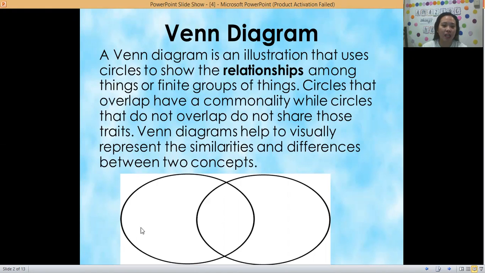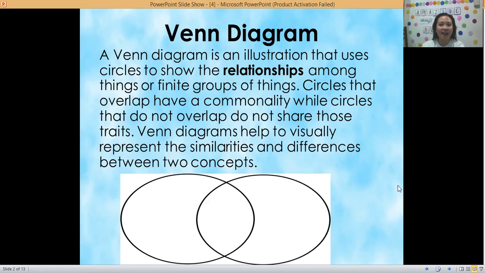So for example, it's written here, these are the characteristics for this animal, and this one is the characteristic for this animal. But the one written in the center, both of these animals have these characteristics or traits. So Venn diagrams help to visually represent the similarities and differences between two concepts.